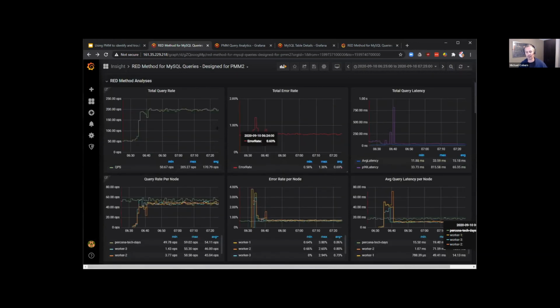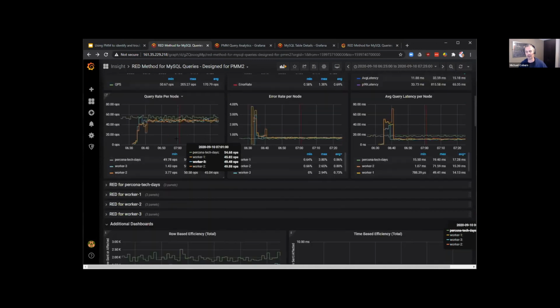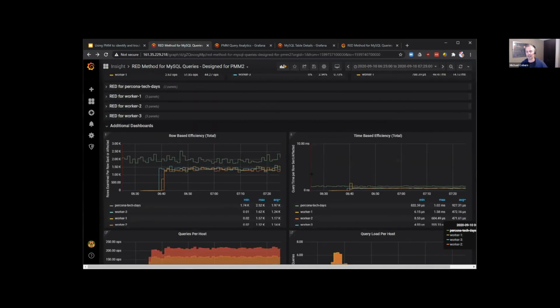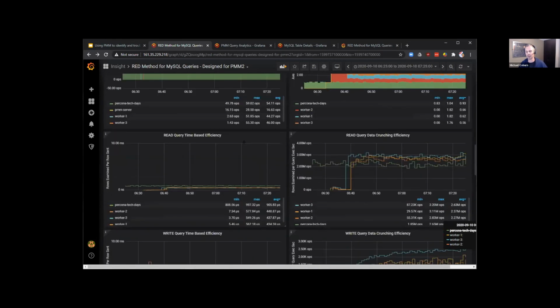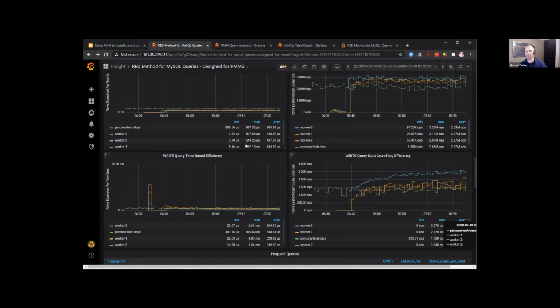You've got the graphs that I highlighted around the query rate, errors, and latency. And then down at the bottom, we get into some interesting ones where I talked about the row-based efficiency and some other different ways of looking at load and writes versus reads within your cluster. So very informing for you as a database engineer to use both the red method and PMM Query Analytics to help you identify which queries are performing the slowest based on the red method.